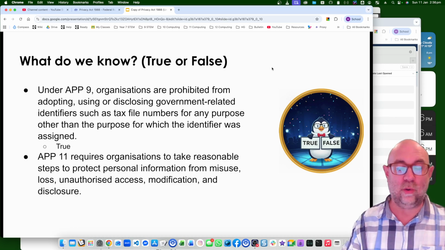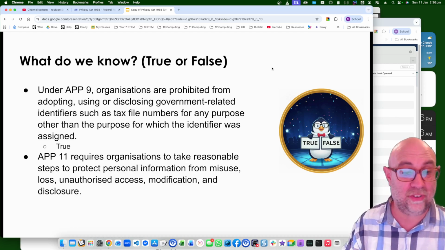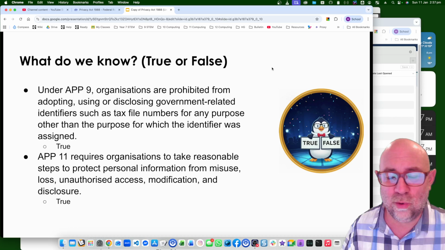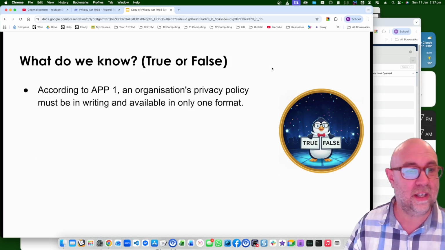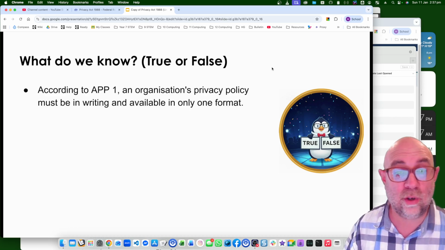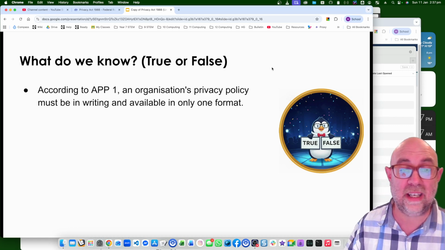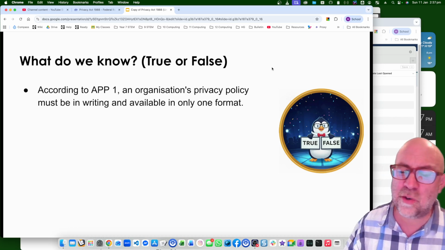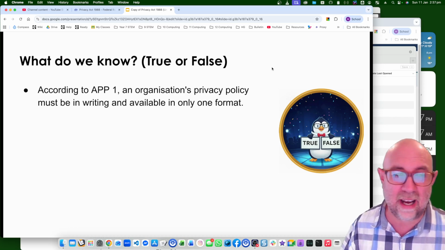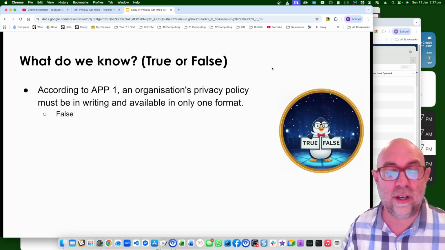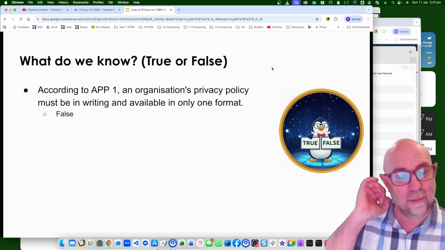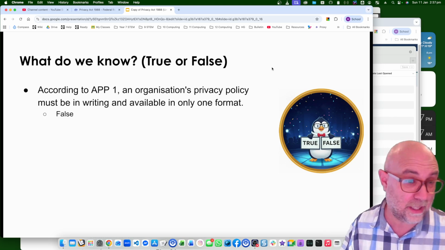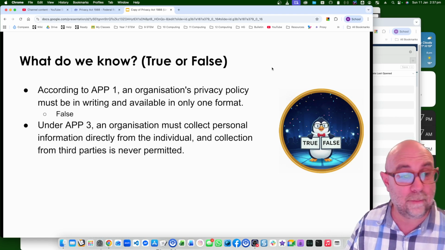The APP requires organisations to take reasonable steps to protect personal information. Yeah, absolutely, that's true. That's all you're required to do is reasonable steps. According to APP 1, an organisation's privacy policy must be in writing and available in only one format. Well, we didn't talk about that, but I think, well, not think, that's false. You've got to give people a reasonable chance to get the information. So it would have to be in commonly spoken languages. I suspect it would have to be in paper as well as electronic.